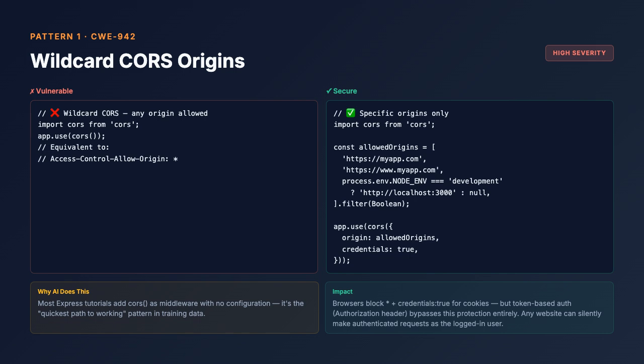Here's the important nuance. You might think that combining a wildcard with credentials true is safe because browsers block that combination, and they do for cookies. But for token-based authentication, where JavaScript attaches a token in the authorization header, the browser's protection never kicks in. Any website can silently make authenticated requests as the logged-in user. This enables cross-site request forgery, data exfiltration, and silent account compromise.